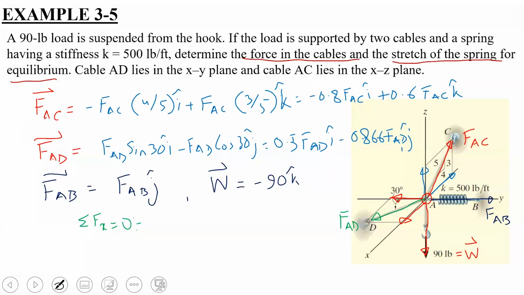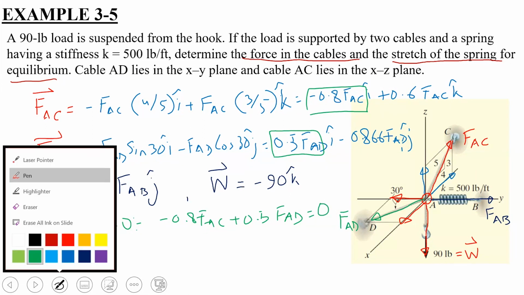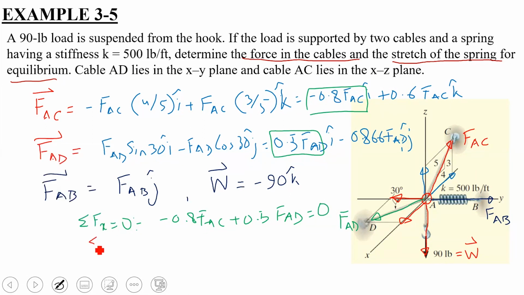What are the forces which are acting along x-axis? Minus 0.8 FAC. ये वाला कंपोनेंट हो गया. और कोई चीज जो x-axis के along एक्ट कर रही है? FAD sin 30 i. So basically 0.5 FAD ये आ गई. Anything else? सर, नो. तो आपके पास summation Fx equal to 0 वाली इक्वेशन जो है वो ये आ गई.